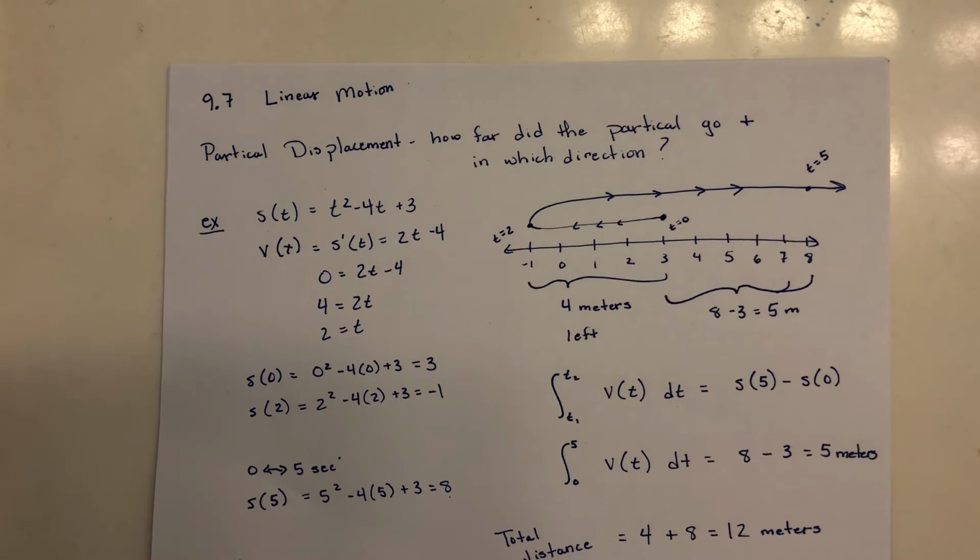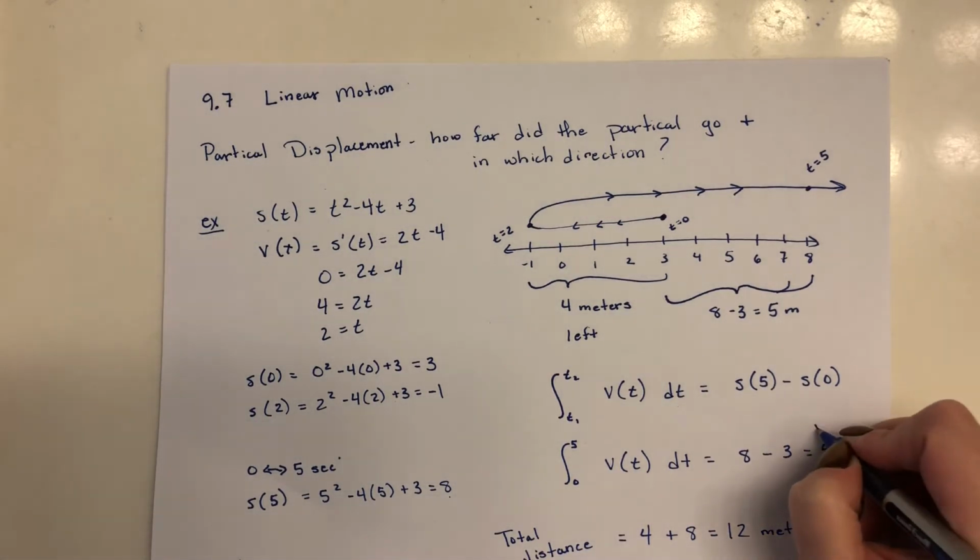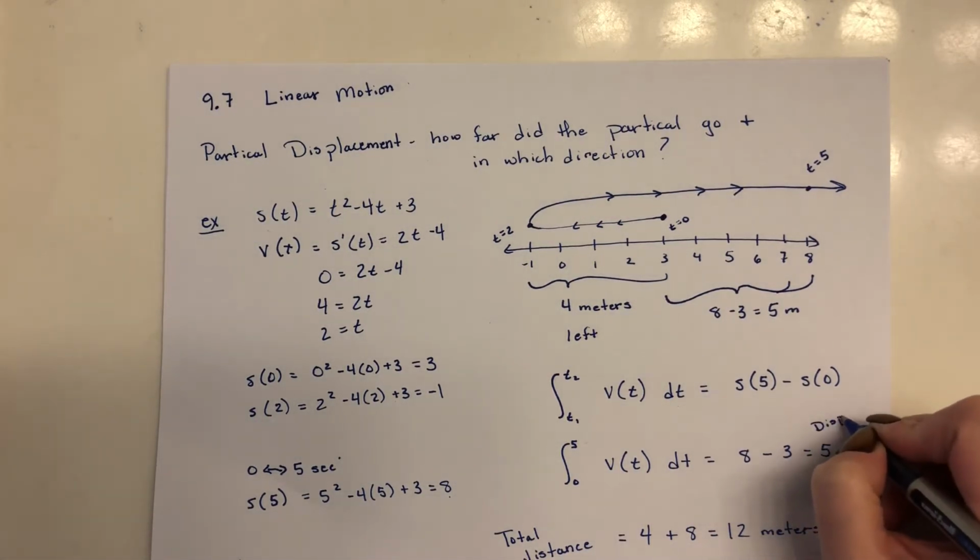Now, when you're thinking about total distance, you want to think about it just like you were in a car. If you were in a car and you went backwards and forwards, that odometer in your car is going to count that. Doesn't matter whether you're going backwards or forwards. So even though I went to the left here and to the right here, total distance is this. This is our displacement.